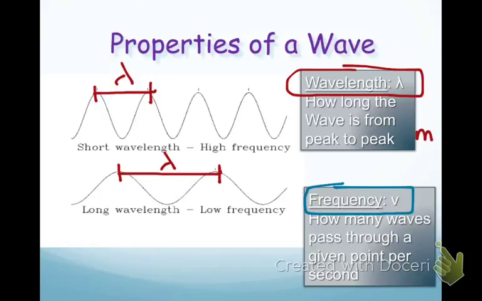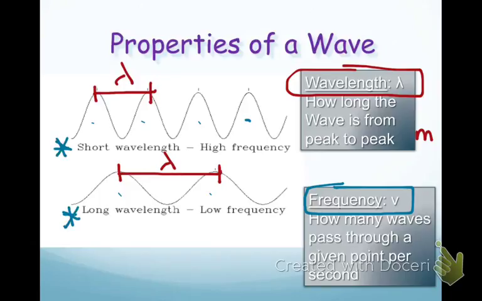I can look at the top picture, which has the shorter wavelength, and I can count how many waves are in this period of time. So I can count 1, 2, 3, 4 waves. 4 waves per second. The bottom picture only shows me 2 waves. 2 waves per second. And so these relationships here are important.